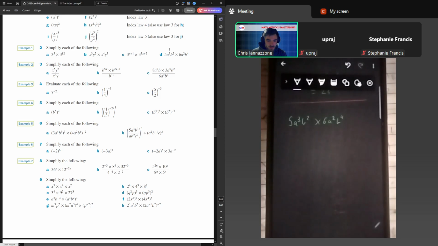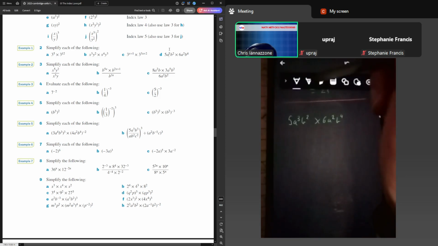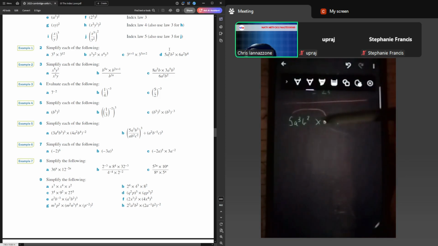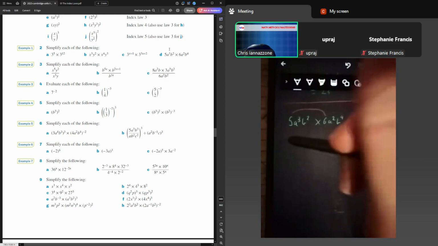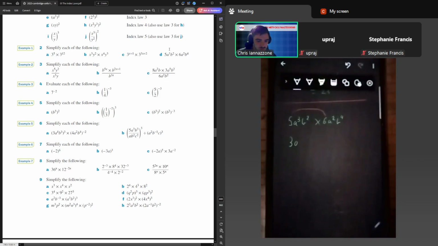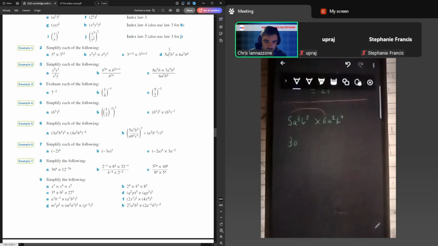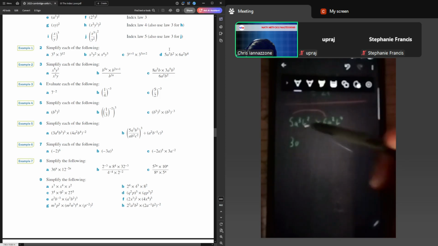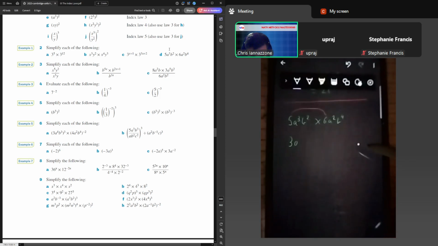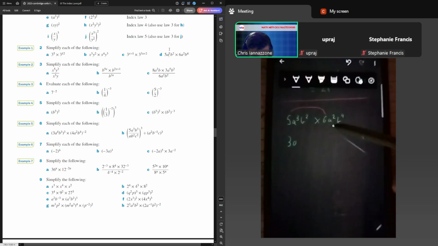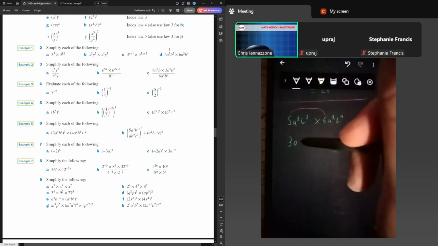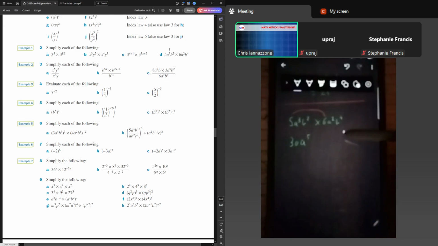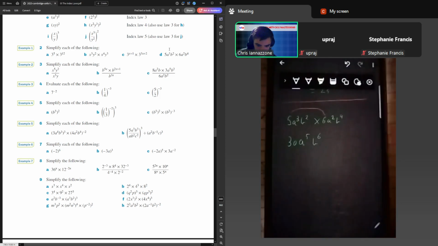30a to the power of 5, b to the power of 6. Yeah, cool. Exactly. So essentially what's going on there is the two numbers can multiply together because, well, it's multiplication. 6 times 5 is 30. And then we're using the first index law, which is when you have two indices multiplied together, the powers add. So we got an a cubed and an a squared, that makes an a to the 5. We got a b squared and a b to the 4, that makes b to the 6.